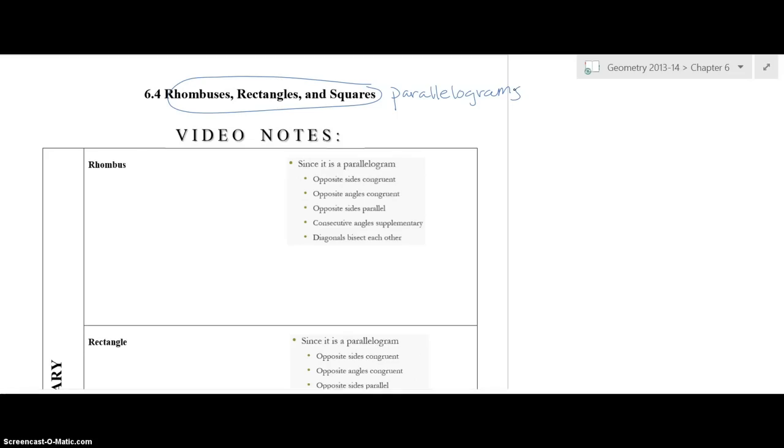So if we talk about a rhombus, it is just a parallelogram with all four congruent sides. Okay, but that's the definition of a rhombus, but all of the properties of a parallelogram still apply. So opposite sides are still congruent, opposite angles are congruent, opposite sides are parallel, consecutive angles are supplementary, and diagonals still do bisect each other. One other property that I want to add to that is that the diagonals are perpendicular.